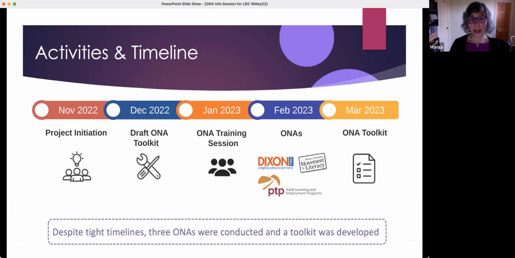In February, the ONAs were conducted. And you'll see a few logos here. The ONAs were conducted by Dixon Hall, MTML conducted an ONA, and PTP also conducted an ONA. March was the opportunity to bring it all together, reflect on the learnings, and to refine that ONA toolkit that was drafted back in December 2022, based on the findings, based on the experience of actually conducting ONAs last year.